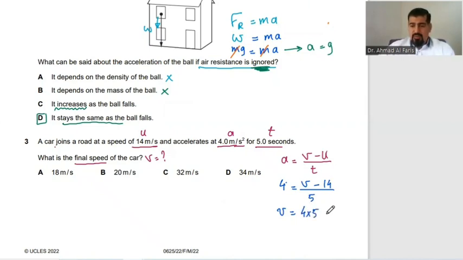Move the 14 to the other side, plus 14. So the answer will be 34 meters per second. So the answer is D. Okay.